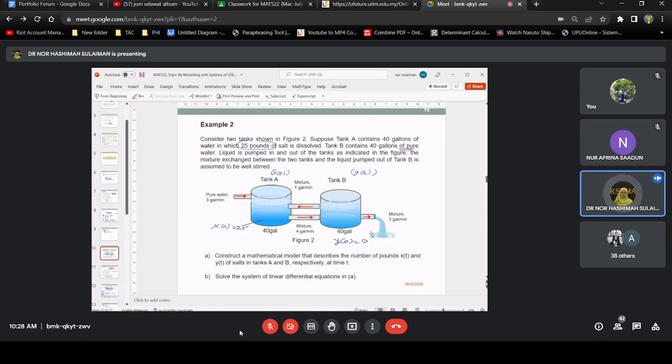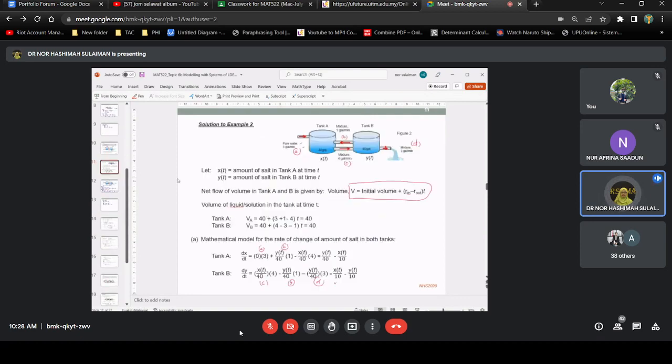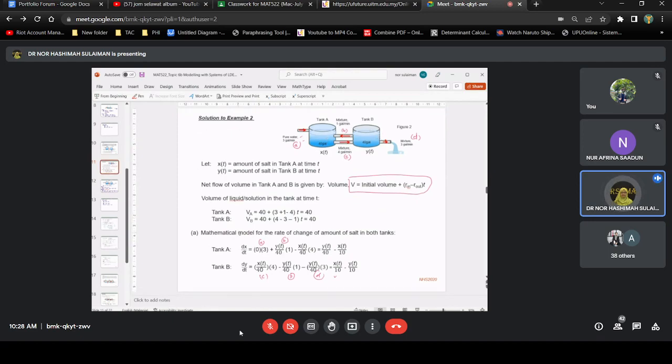So maknanya ini adalah kes yang basic lah, tak ada perubahan. Maknanya volume kita bahagikan dengan nilai yang asal ni, 40 gallon, okay. Right, so in terms of the model, macam ni lah, dia punya volume of liquid in the solution in the tank at time T is 40 and 40. 40 kat sini, 40 kat sini. Okay, nak dapatkan model, tengok.